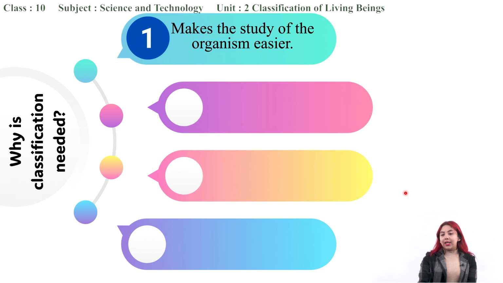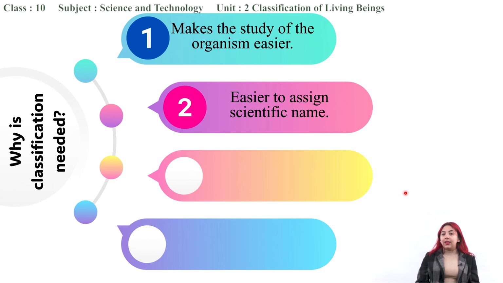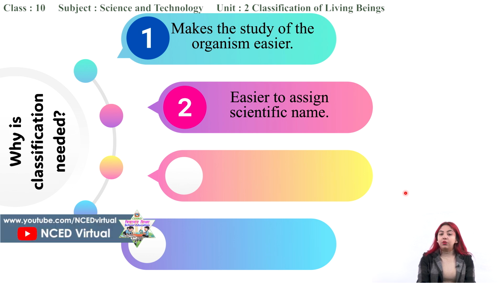The second reason why classification was needed is to assign scientific names. When classification was done, it was very easy to assign a scientific name, because genus represents a group of organisms that are very close to each other, but not completely identical. So it was quite easy to assign the scientific name to organisms when you could classify them and understand which organism is closer to which organism. So another reason is that it was very easy to assign scientific names due to classification.